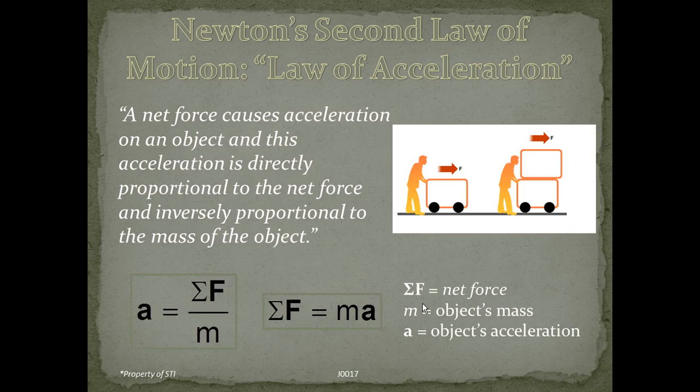The basic form of Newton's second law is F equals mass times acceleration, where F is the net force, or the vector sum of all forces acting on an object. We call this sum of forces the net force. m is the mass of the object, and a is the acceleration produced by the net force.